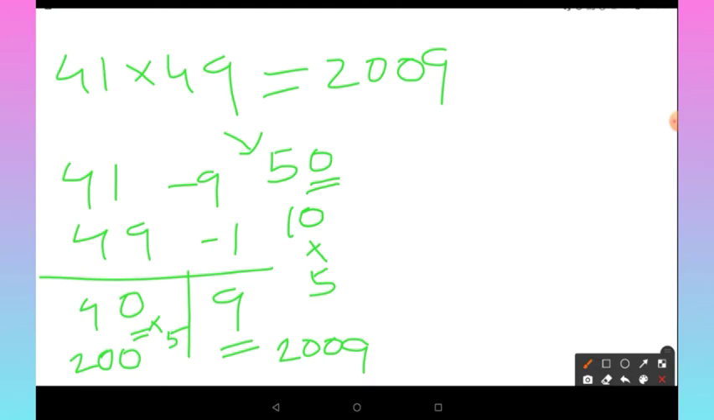Let's do one more example. Your question is, you have to multiply 43 into 46. What is the closest multiple? 50 or 40, whichever you are comfortable with you can take. I am going with 50, because multiplying with 5 is easier than multiplying with 4, as we know the shortcut. So we are going with 50.